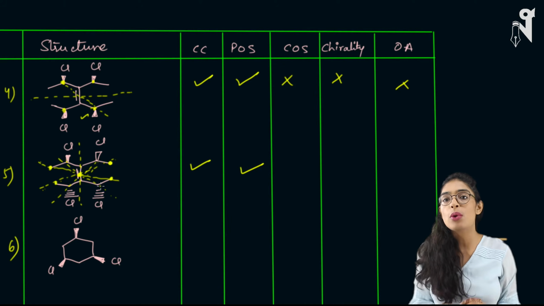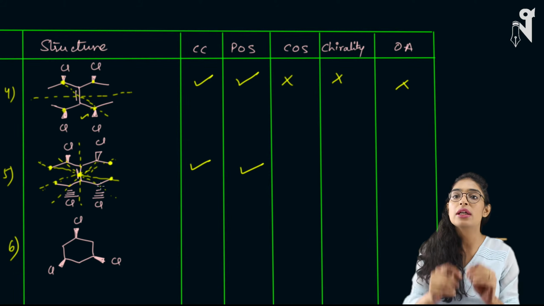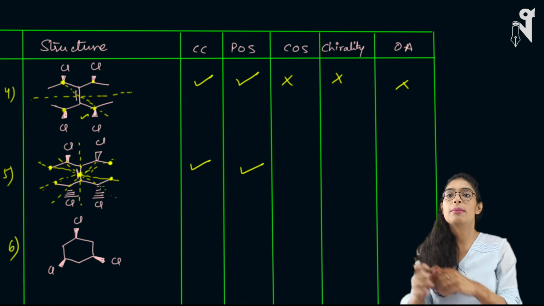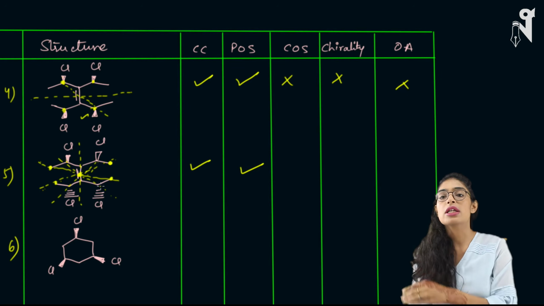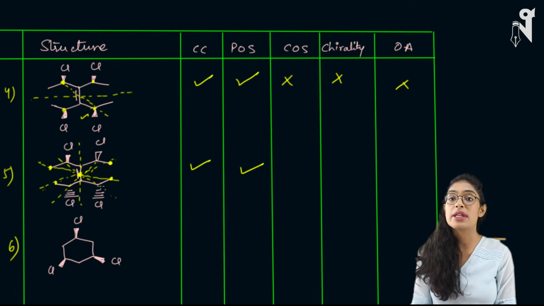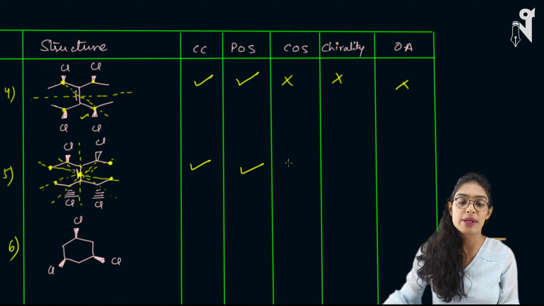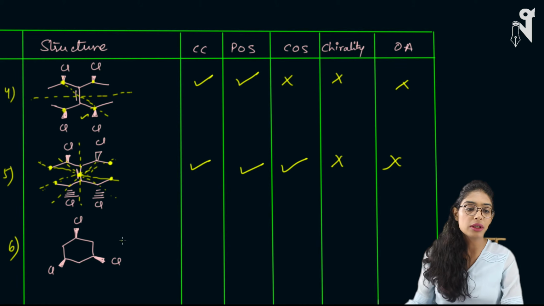So every single carbon and chlorine is matching, or you can say you can find it in the equal and opposite direction when the line passes through the center. So COS is present in this case. Chirality, no. Optical activity, no. Now let's talk about the third case.